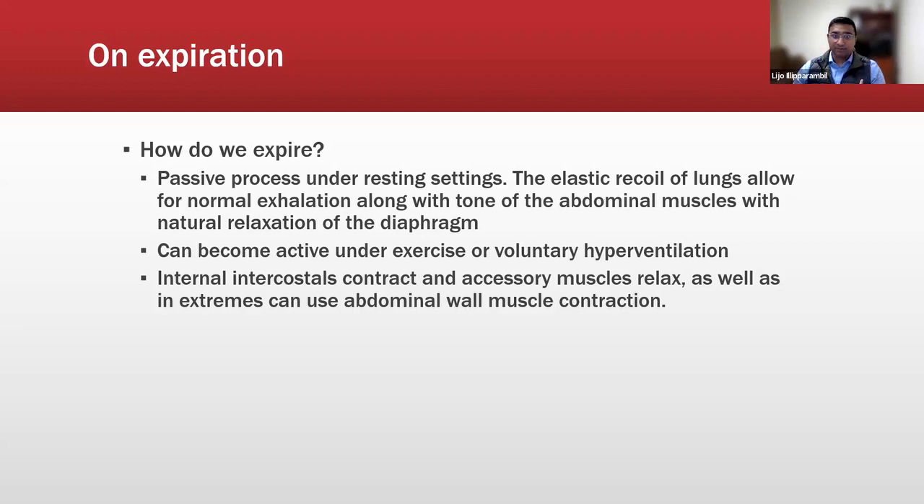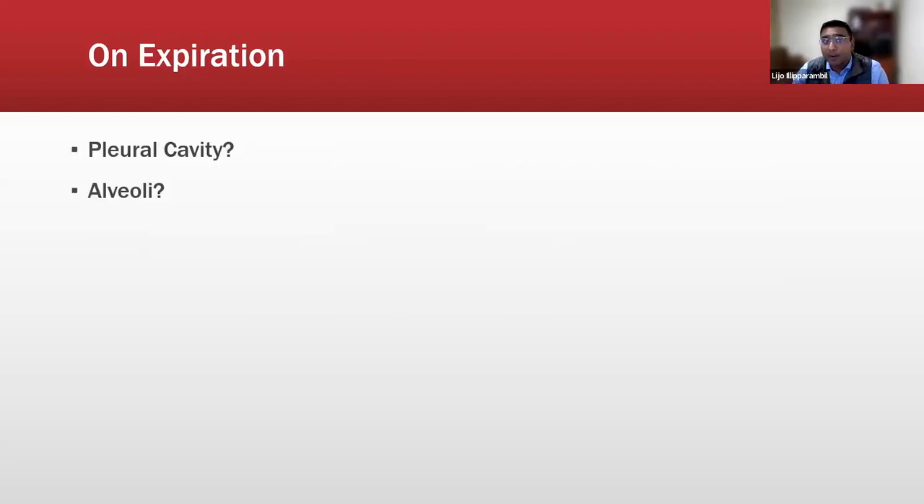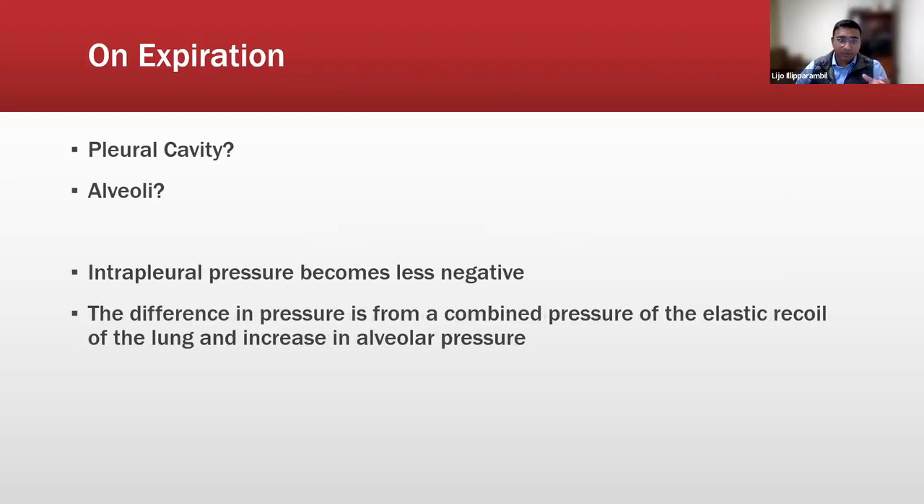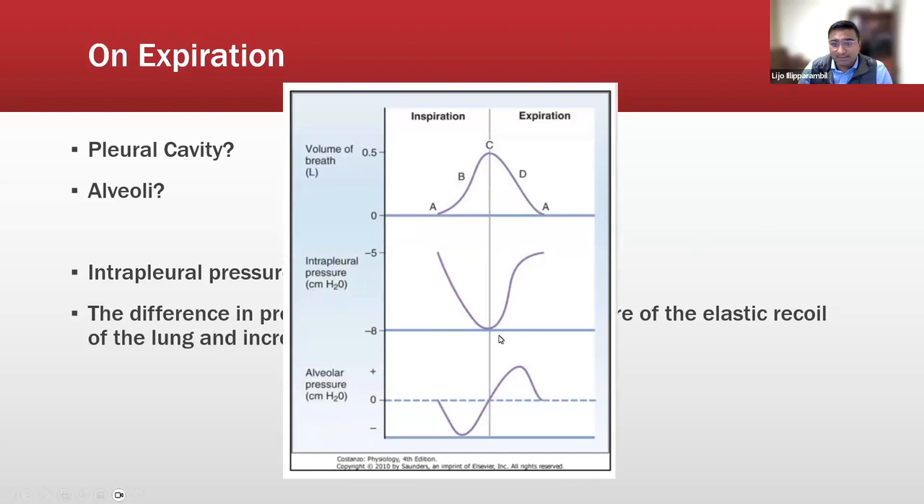And then people can use their abdominal muscles to really breathe. And generally, you'll see the abdominal muscle contractions more in children who may not have the other strong accessory muscles that we have. What happens to pleural cavity pressures and alveolar pressures? Well, intrapleural pressure becomes less negative, right? Opposite of what happens on inspiration. And then it's this difference in pressure, combined with pressure from the elastic recoil of the lung, that increases the alveolar pressure and then pushes the air out. And what it looks like is something like this.